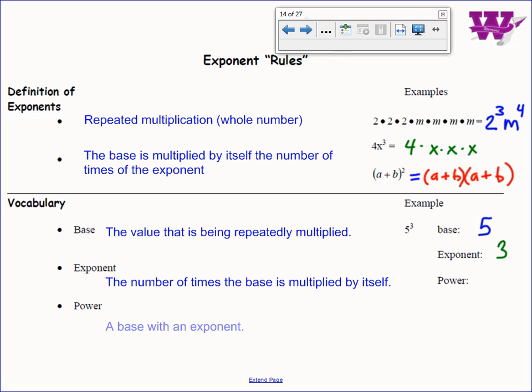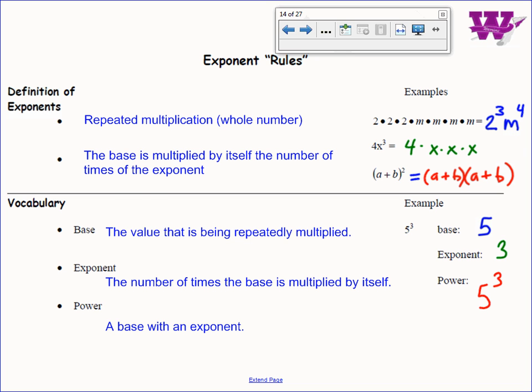The power then is the base with an exponent. It has the two pieces. Base to the exponent is a power. So the power is 5 cubed. It consists of a base and an exponent. In the power 5 cubed, the base is 5, the exponent is 3, and that would mean 5 times itself 3 times, or 5 times 5 times 5.